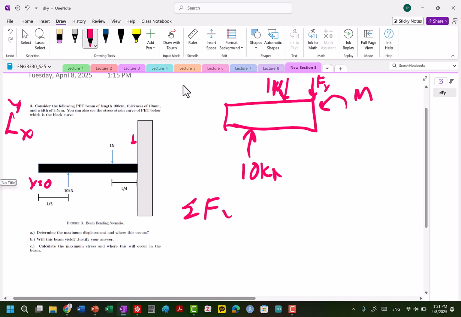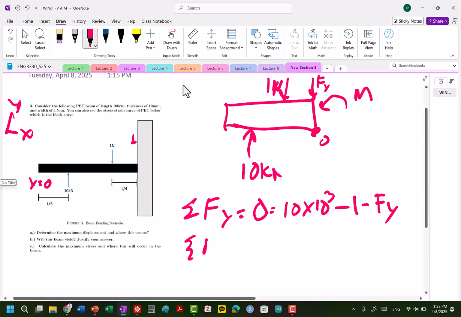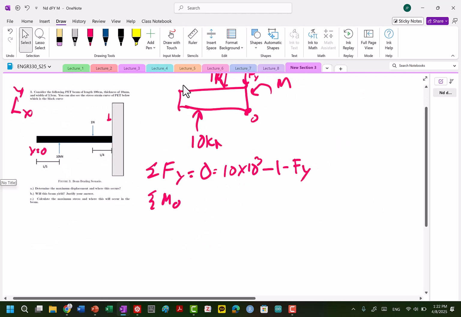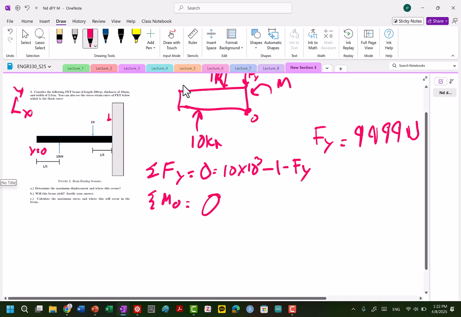So the sum of the forces in the y must be equal to 0. So we have 10 times 10 to the 3, minus 1, minus f of y. I'm going to do the sum of the moments around the origin. So that's going to give us that f of y is going to be equal to 9,999 newtons.